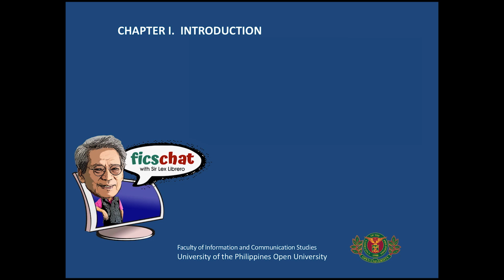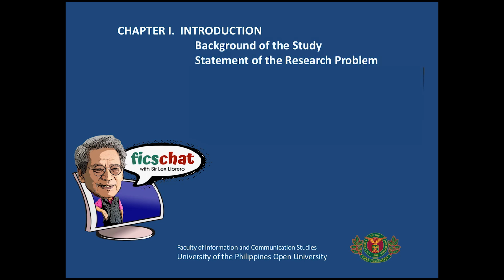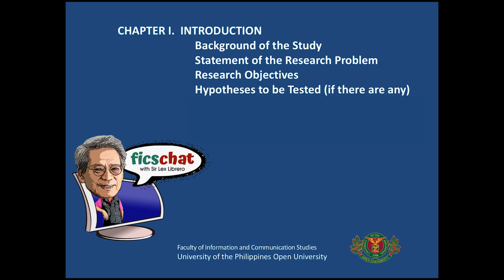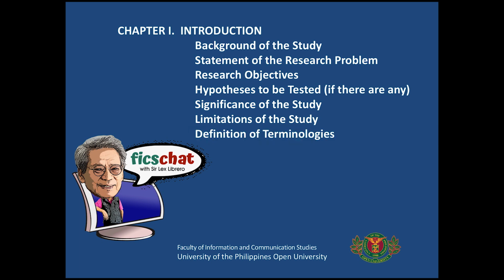Now, so you can clearly see the entirety of chapter 1, let's have a look at it. Here are the details for chapter 1. The side heads, these are the major topics, would include background of the study, statement of the research problem, research objectives, hypotheses to be tested if you have any hypotheses, significance of the study, limitations of the study, and your definition of terminologies.